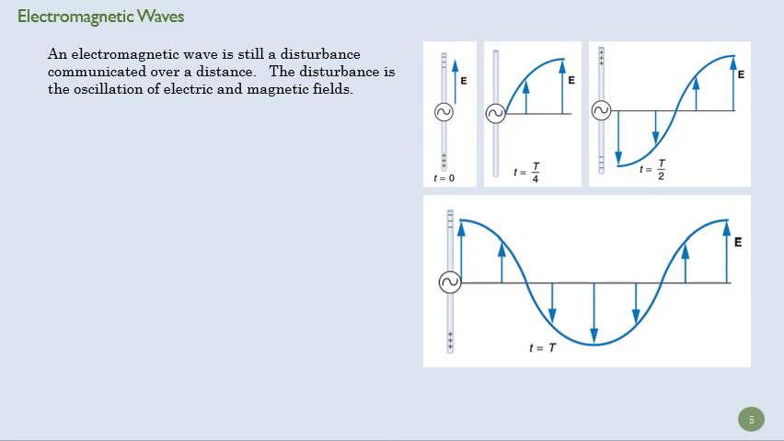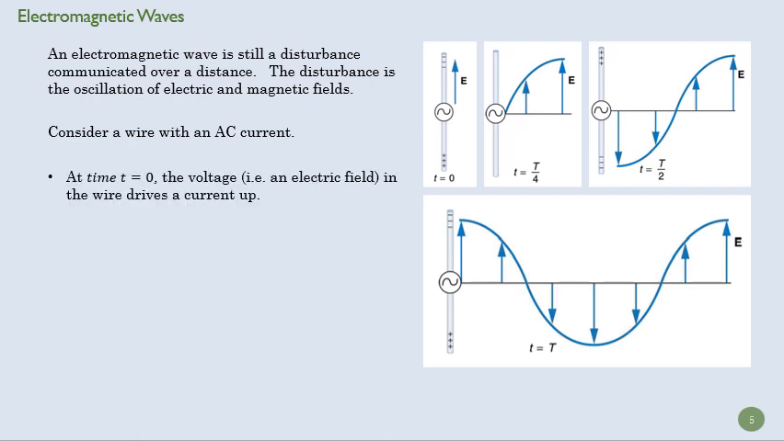Electromagnetic waves in particular are still a disturbance, and the disturbance in particular is the oscillation of an electric and magnetic field. So we can think about the way here that an AC wire creates a magnetic wave. So at time zero, let's say we have a wire here. We create an electric field in that wire, right? And that drives our positive charges up or our negative charges down.